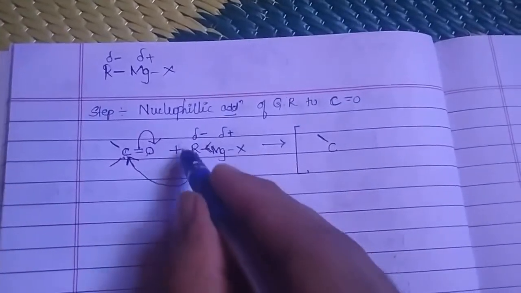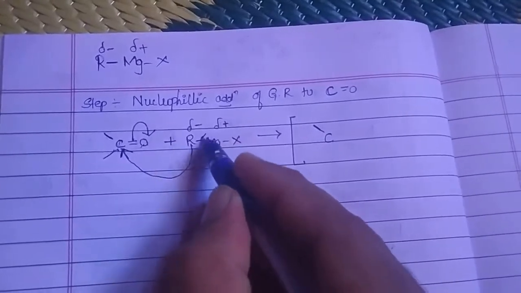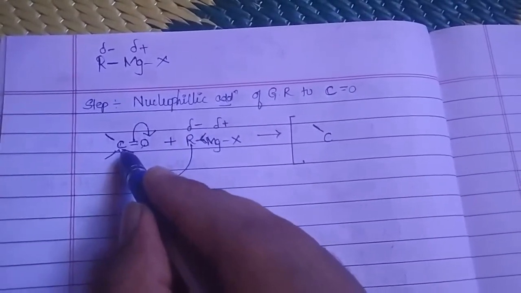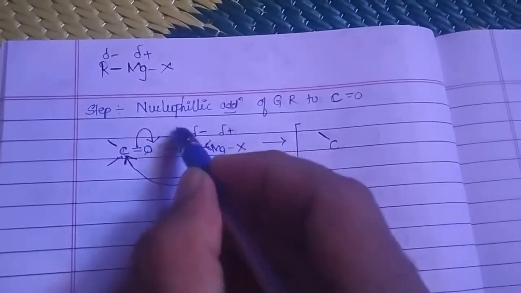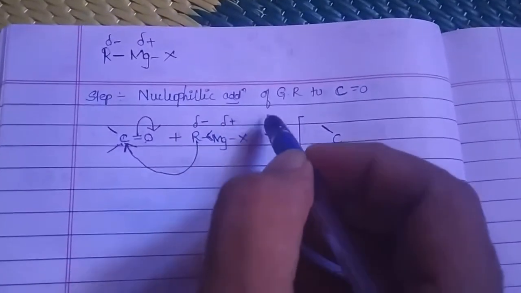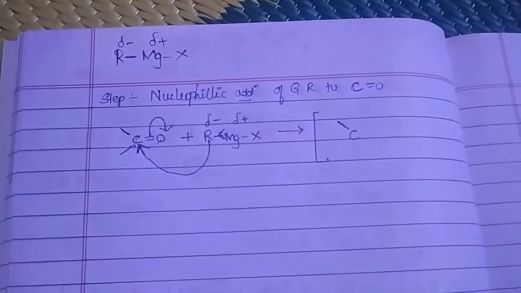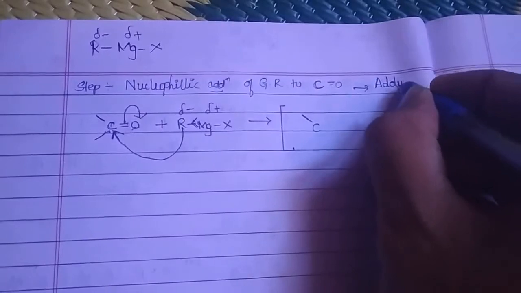So this was a nucleophilic addition of the Grignard reagent. Since our alkyl or aryl group is a nucleophile, it goes and adds over the carbonyl carbon. Nothing is substituted, it is just adding. So it is a nucleophilic addition reaction. This nucleophilic addition reaction of the Grignard reagent gives you an adduct.